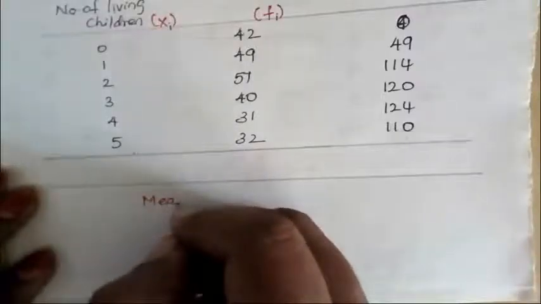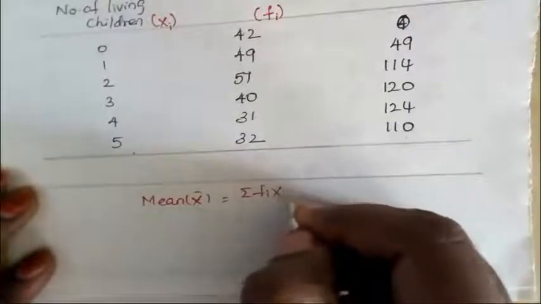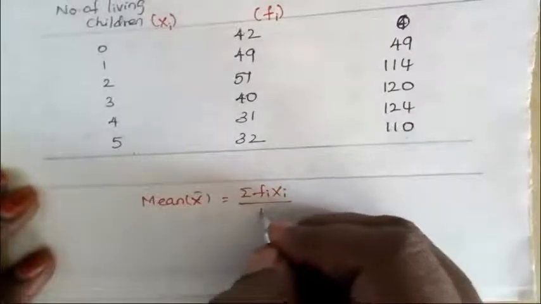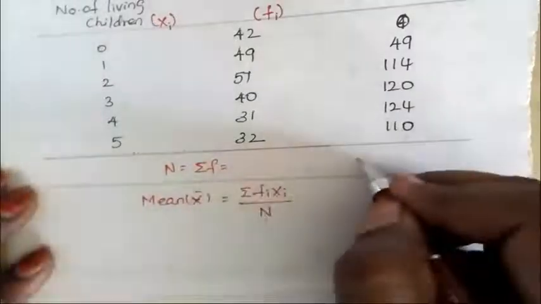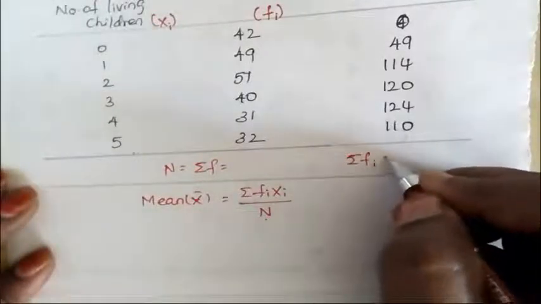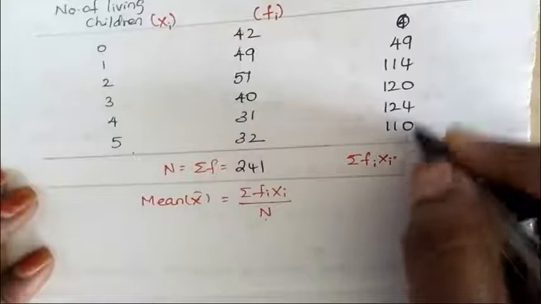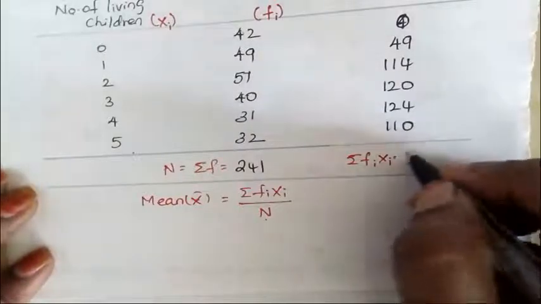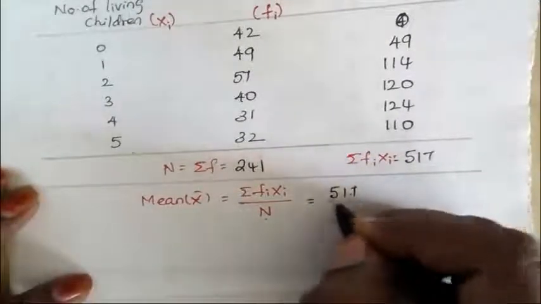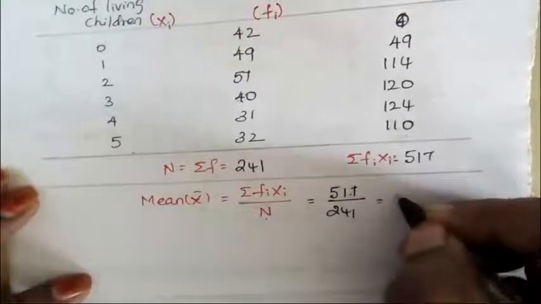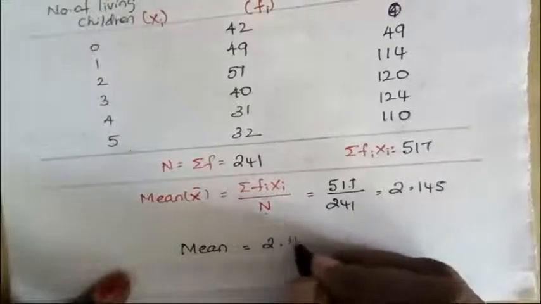The formula to find out the mean for grouped data, which is metric discrete, is summation of Fi into Xi divided by N. N is nothing but the summation of frequency. N equal to summation of F equal to 241 here. This gives the summation of the product Fi into Xi. The answer is 241 and the summation of this Fi Xi is 517. Substituting this in the given formula, 517 divided by 241 gives a mean value of 2.145. The mean value is 2.145.